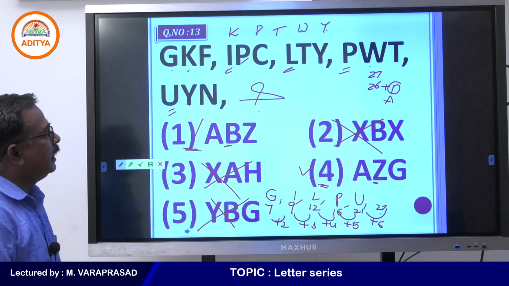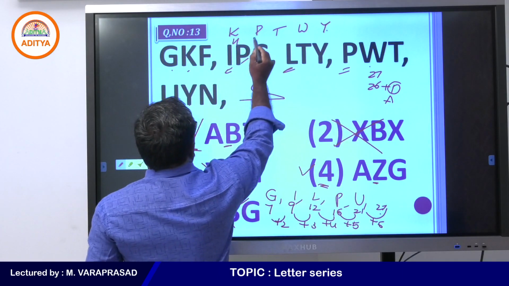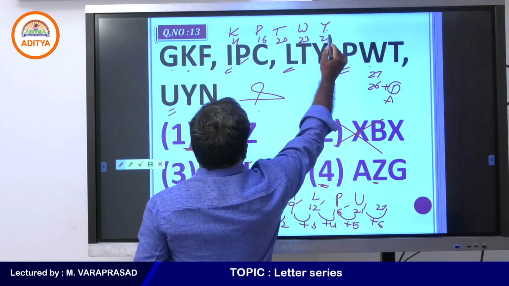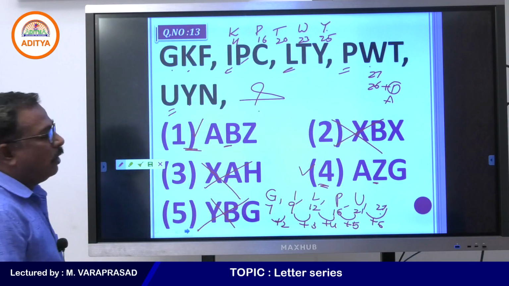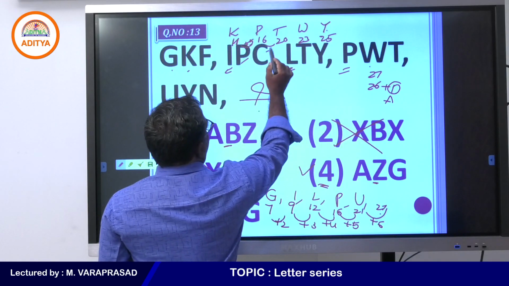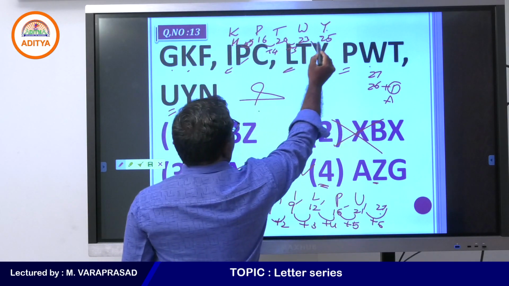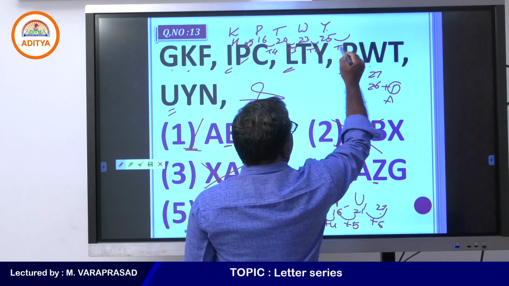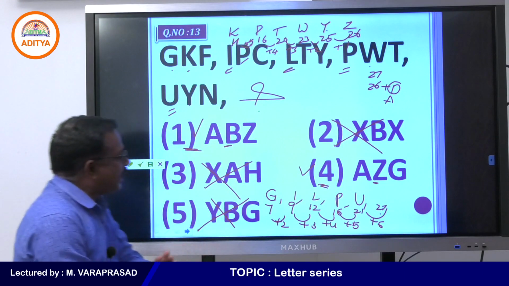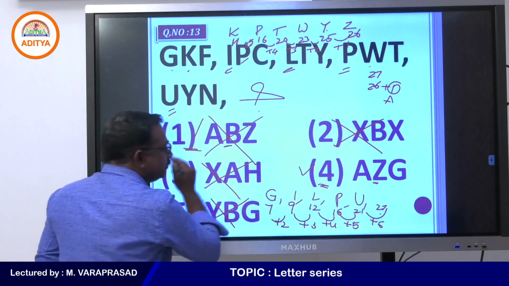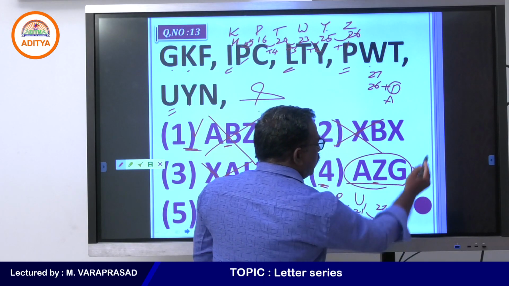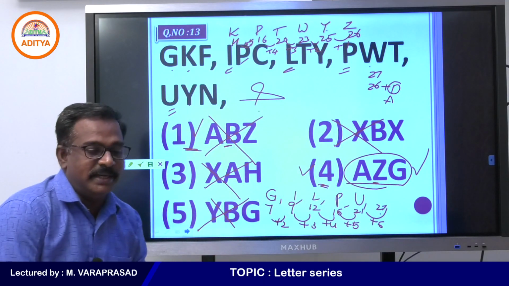So K means 11th letter, 16th letter, 20th letter, 23rd letter, 25th letter. So how are you getting this? This one is 11 plus 5 plus 4 plus 3 plus 2. You will get plus 1, so 26. That is Z. So the answer starts from A and the second letter is Z. Second letter is Z means answer is A, Z, G. Only one option is there, that is A, Z, G, right?